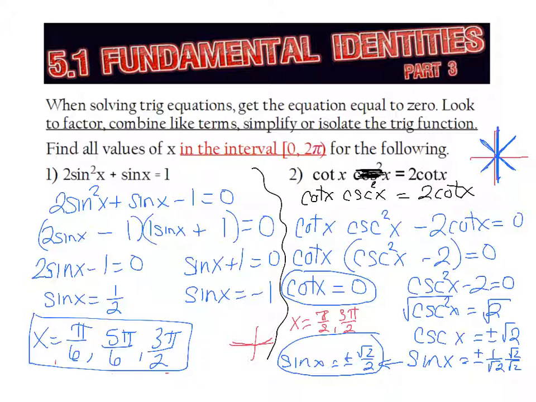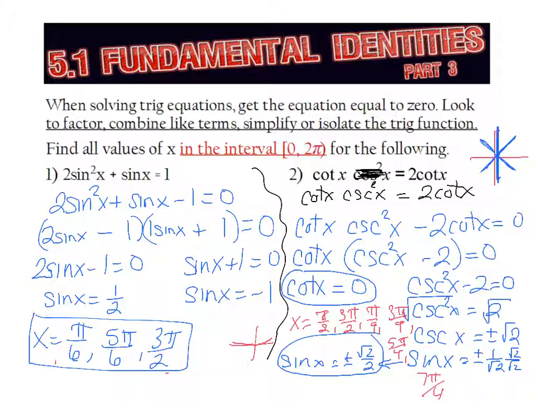I have to list all of those. As promised, it's going to get messy. Here we go. We'll have a pi over 4. We'll have a 3 pi over 4. We're going to have a 5 pi over 4. And we're going to have a 7 pi over 4. Lots of possibilities to make this equation work.